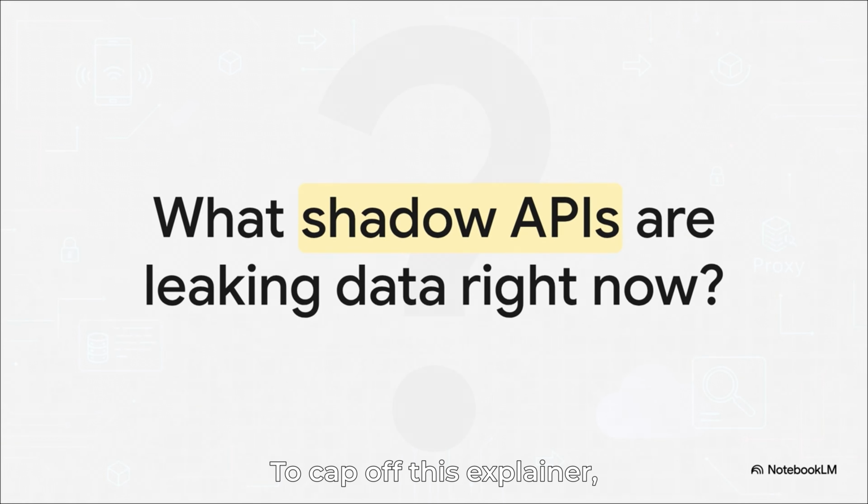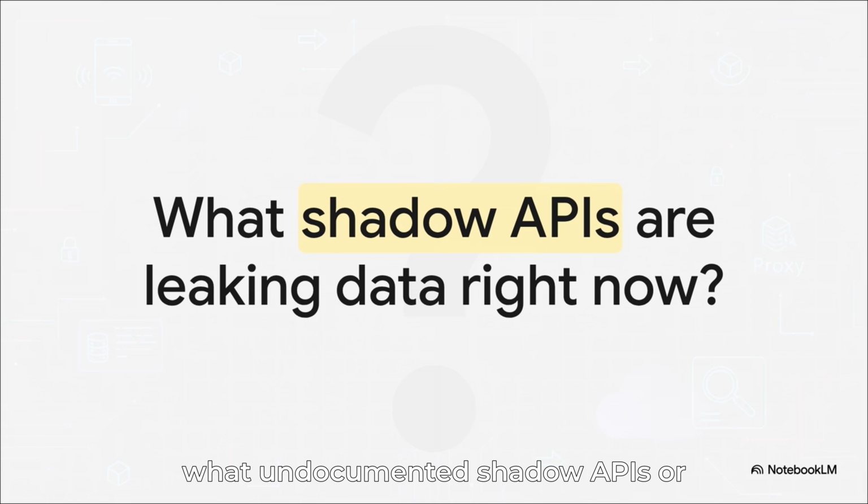To cap off this explainer, I want to leave you with a bit of a provocative question. If it's this easy for us to expose and rewrite hidden mobile traffic using a proxy, what undocumented shadow APIs or extra data payloads are leaking out of your production environment right now without you even knowing? Having full network transparency isn't just about fixing annoying bugs. It really is the ultimate superpower for securing and truly understanding your entire ecosystem.